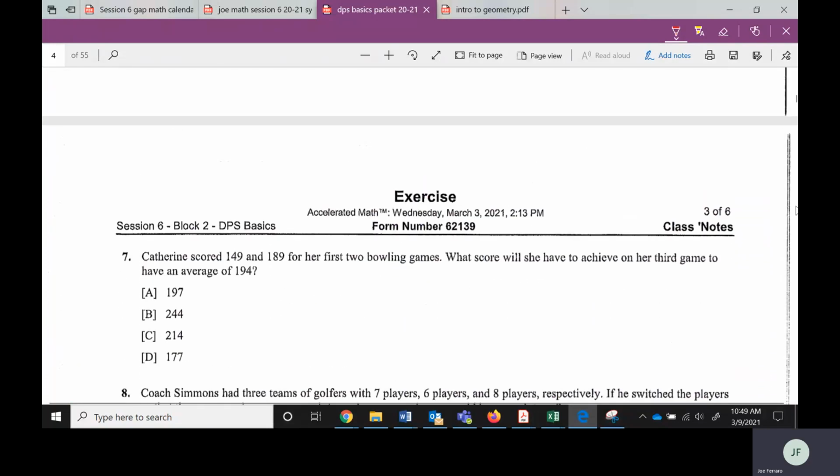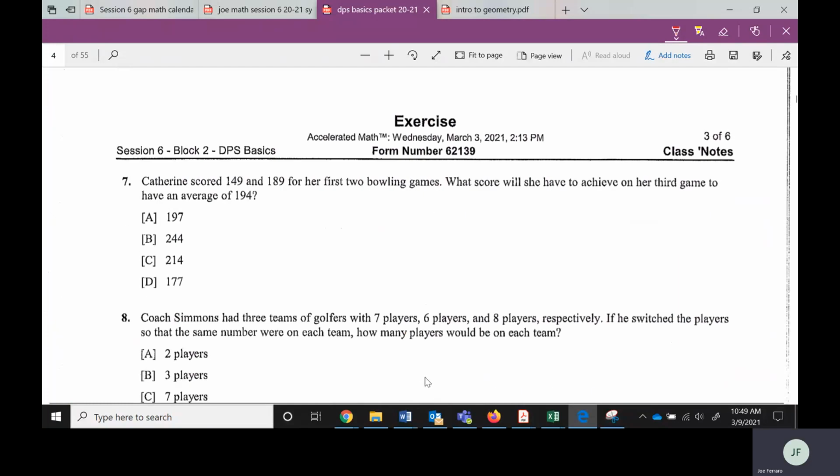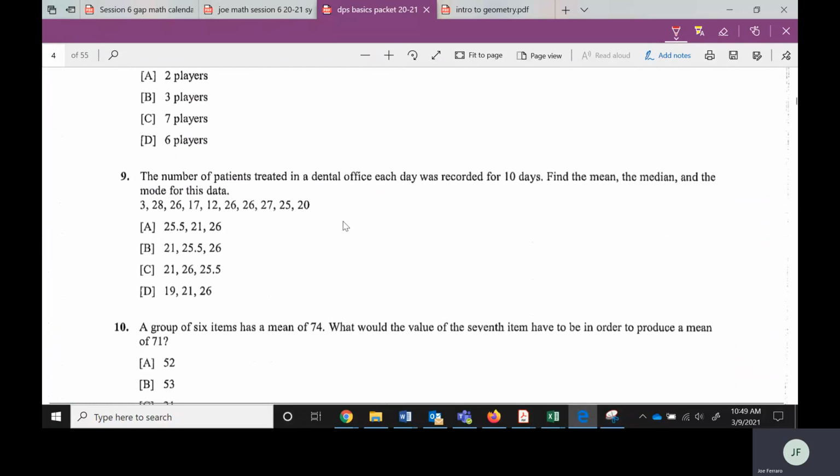So we're going to go on page 3 here. We're going to look at number 9. Okay. So this one is just going to be a summary of what we did. It says the number of patients treated in dental office each day was recorded for 10 days. Find the mean, median, and the mode for this data. So the first thing we're going to do is we're going to put them in order.